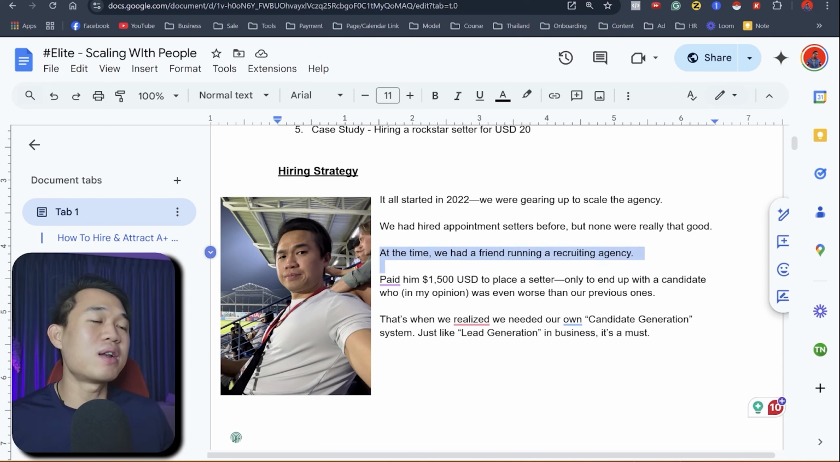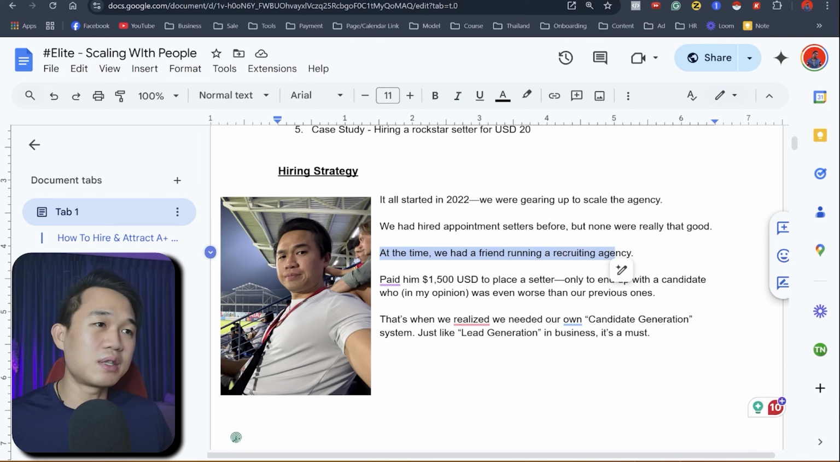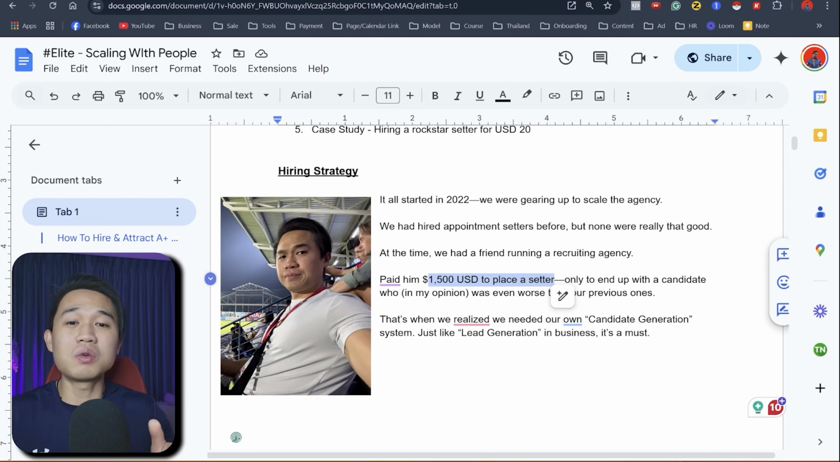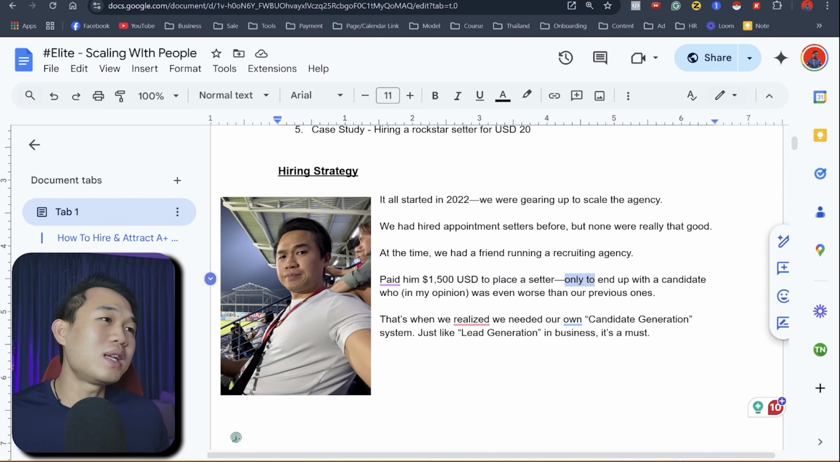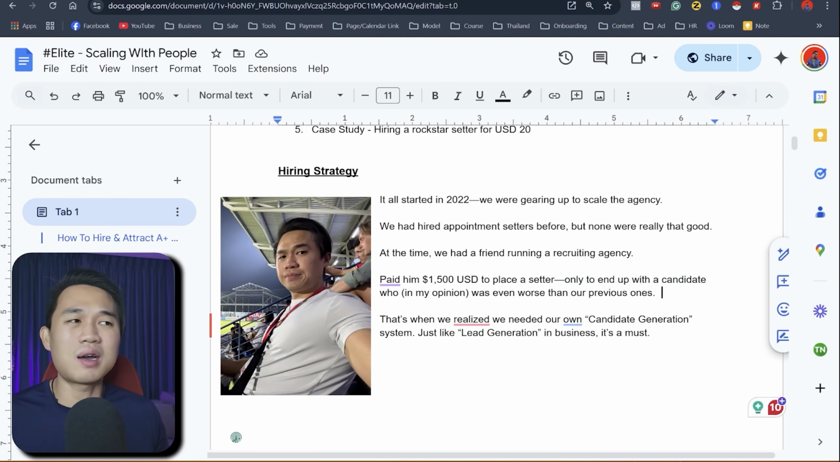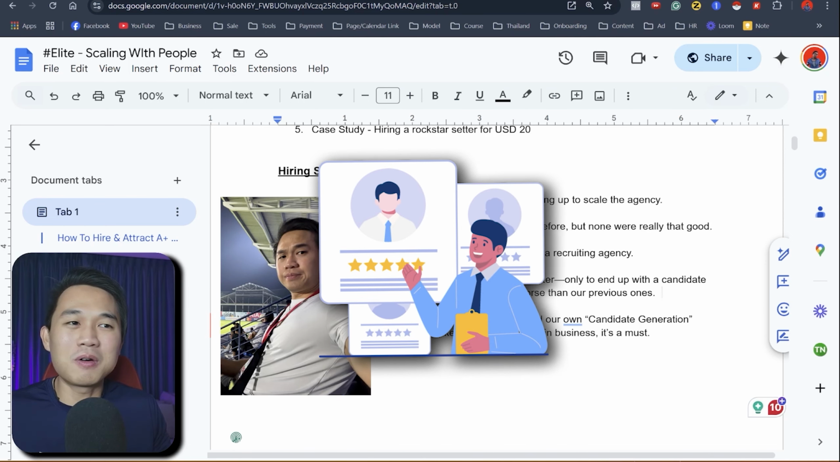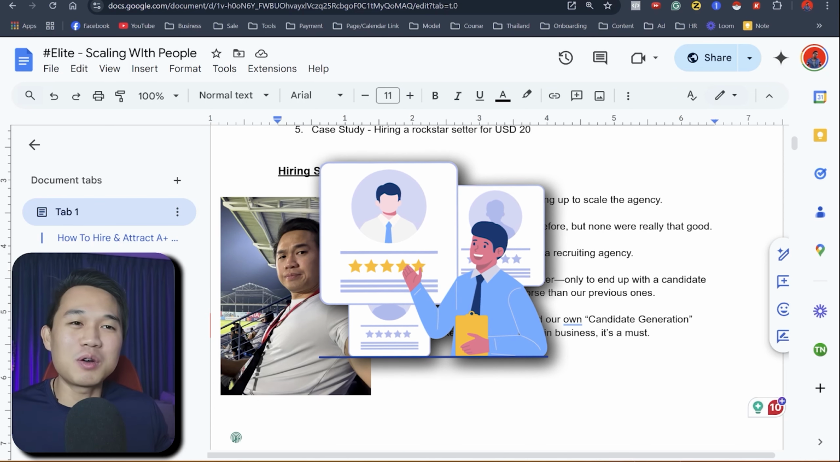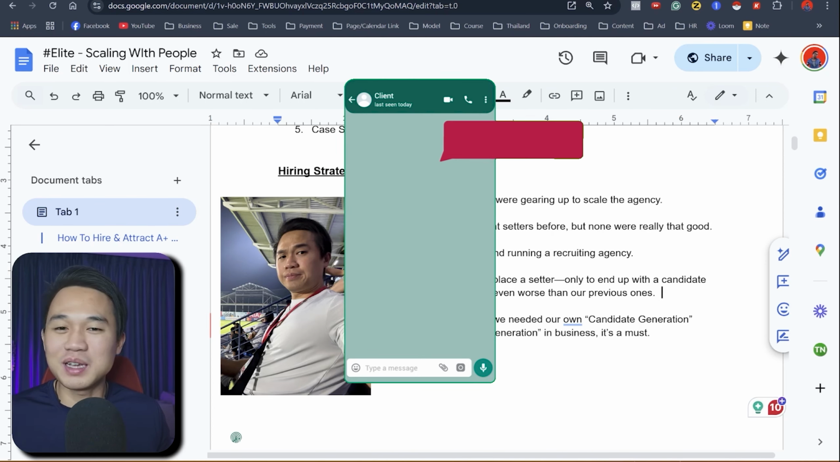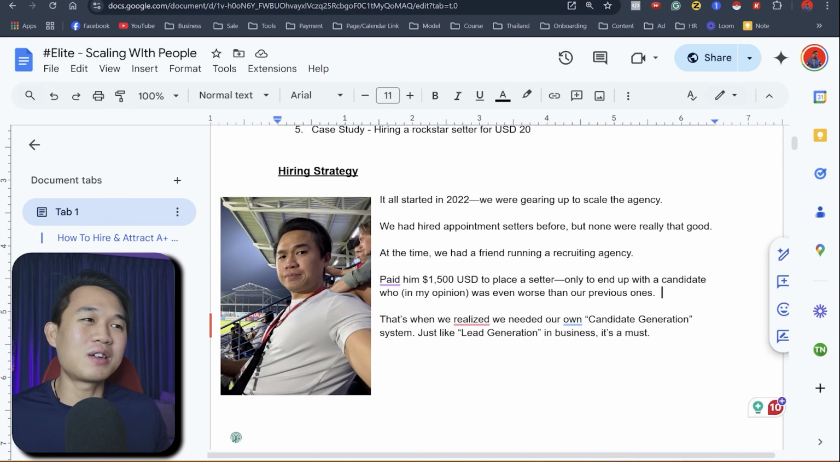And at the time, we had a friend who was running a recruiting agency, and because he's my friend, without doing a lot of due diligence, I just paid him $1,500 US to place an appointment setter. And this is not including their salary. You have to pay the appointment setter salary separately, right? And I only ended up with a candidate who, in my opinion, was even worse than the previous one we had hired. I was really shocked, and I asked him, how do you get these people for me to interview? And he just showed me a bunch of WhatsApp messages that he sent out to all his network. I was very disappointed, and I felt like I got scammed in a way.